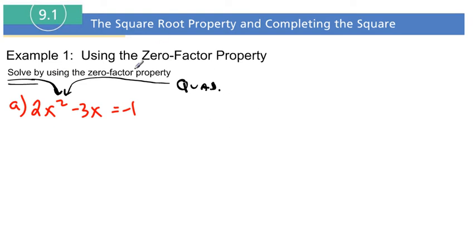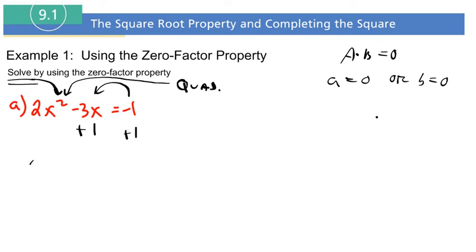So the zero factor property states that if I have a times b equals 0, then either a equals 0 or b equals 0. That's true, right? So we want to apply that same technique to this problem over here. Basically we want to set this equal to 0, so I'm going to move this -1 by adding 1 to both sides. Now we have 2x squared minus 3x plus 1 equals 0.